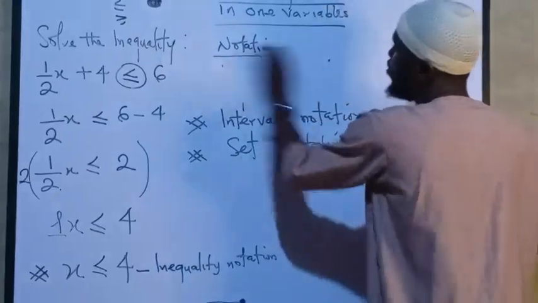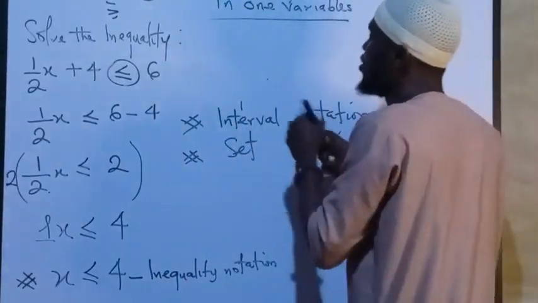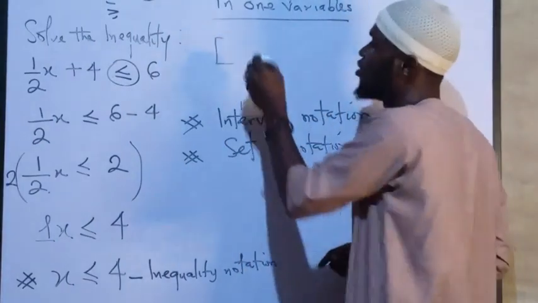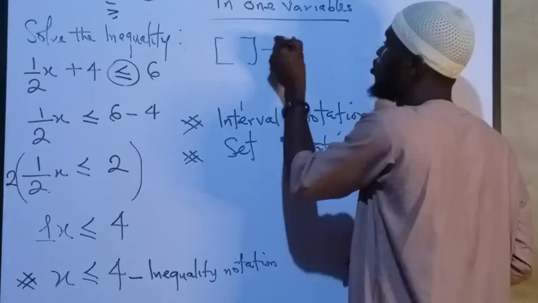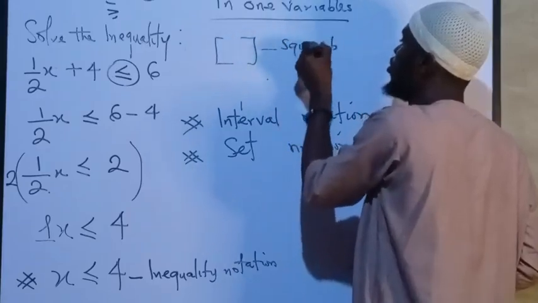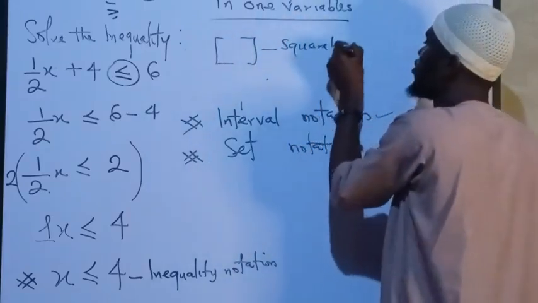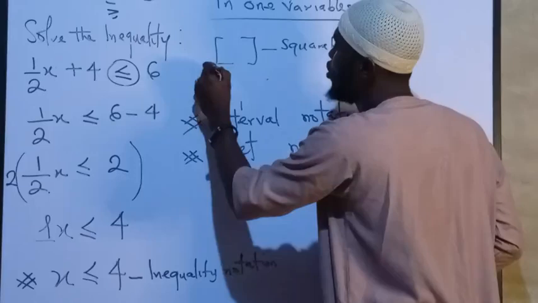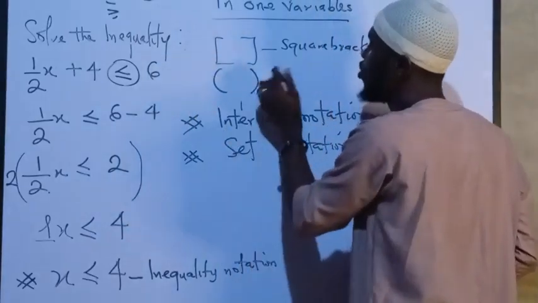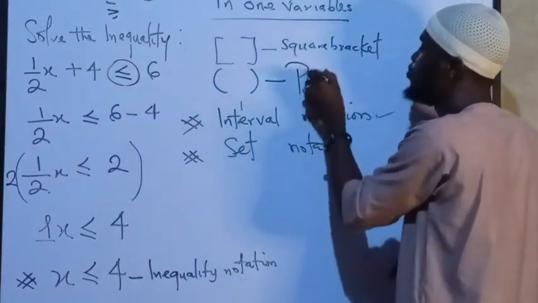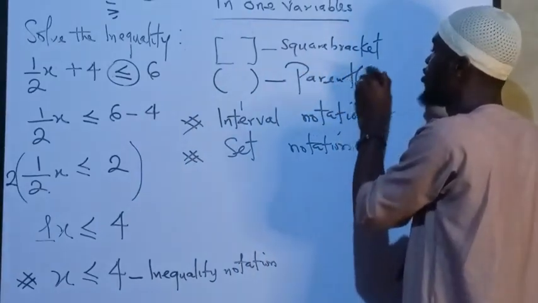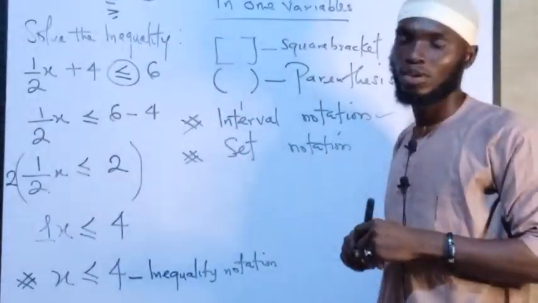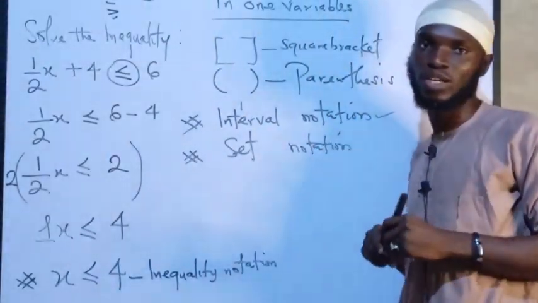Let me clean this up. It can be a square bracket. When I say square bracket, this is a square bracket. And another bracket that we use, we call this in English parentheses. So what do we use these two brackets for, as far as interval notation is concerned?